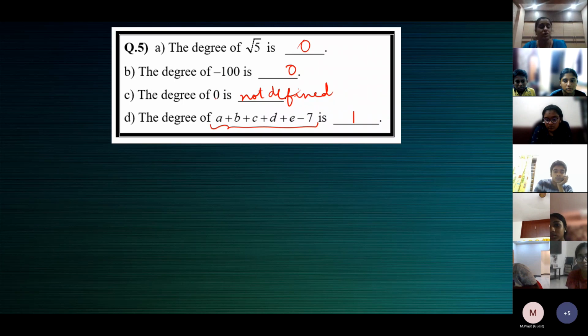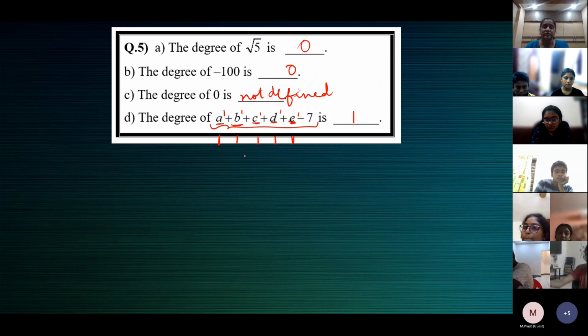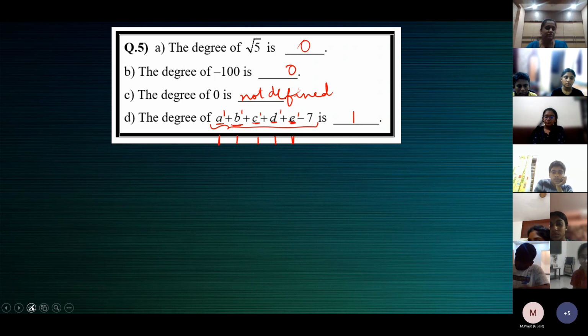You should not add the powers. Power is 1 everywhere, but you should not add the powers. They are different terms. This is one term, the power is 1. This is the second term, power 1. This is a different term. If within one term you have many variables, you should add the powers. These are all different terms. The powers are 1 everywhere. The highest power is 1, so the degree is 1.